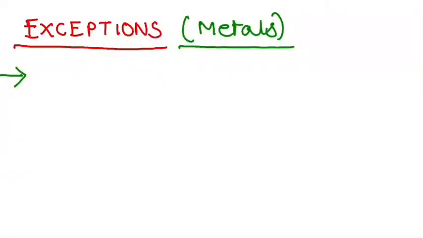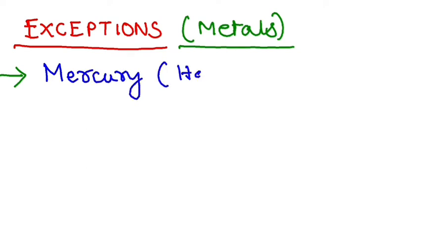However, there exist some exceptions in their characteristics. For example, metals are normally solid, and what is the exception? That is mercury. Mercury has the symbol Hg, and this is not solid. Mercury is liquid. You all know it, right?